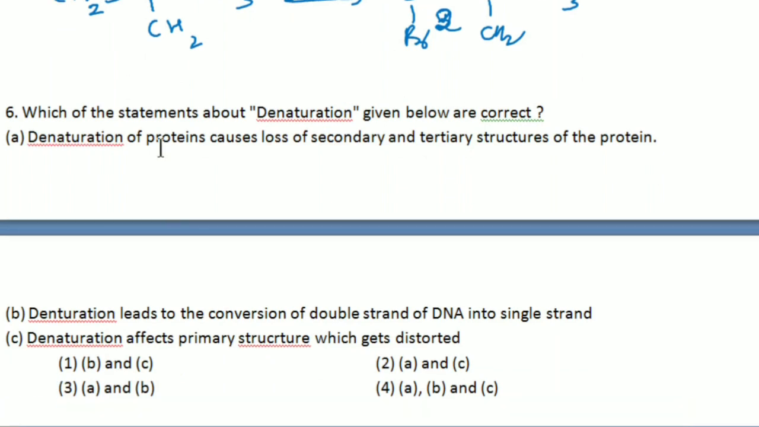Fine. Which of the following statements about denaturation is correct? Denaturation of proteins causes loss of secondary and tertiary structure of protein. Correct. Denaturation leads to the conversion of double strand of DNA into single strand. It is also correct. Denaturation affects primary structure, which gets distorted. It is wrong, because in denaturation, secondary and tertiary structures are going to rupture, but primary structure will be intact.